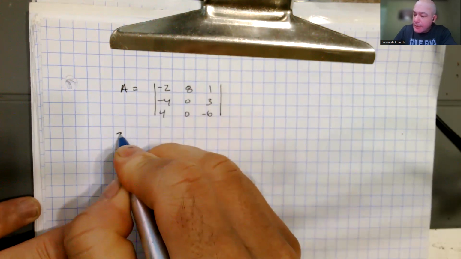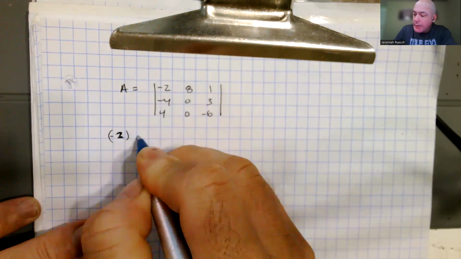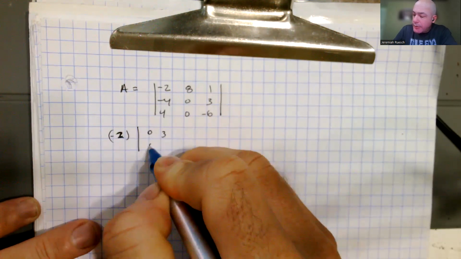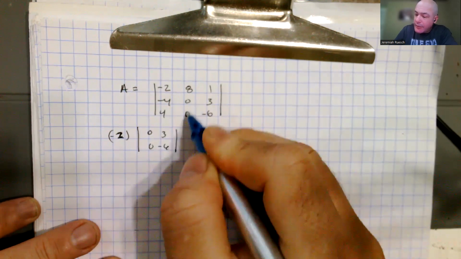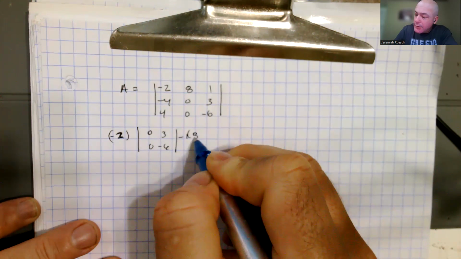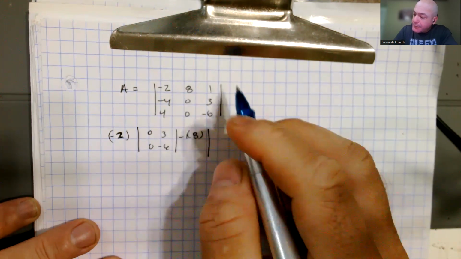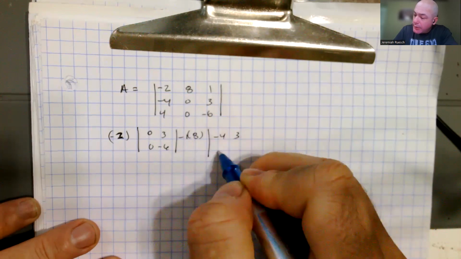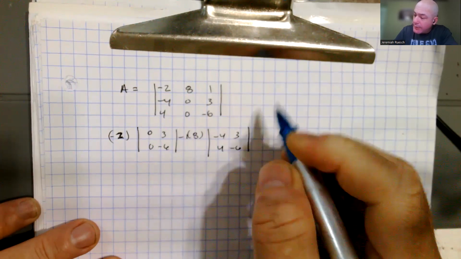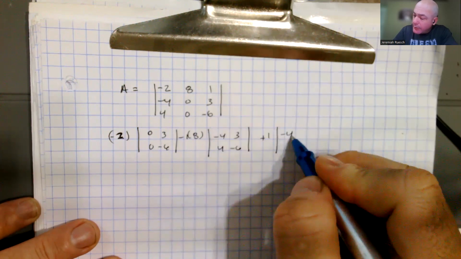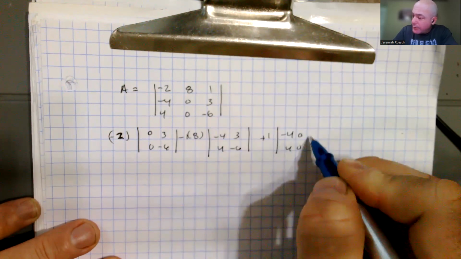Okay. So we have 0, 3, and 0, -6. Okay, so that's a submatrix. Minus 8 here: -4, 3, 4, -6, and then +1. We have -4, 0, 4, 0.